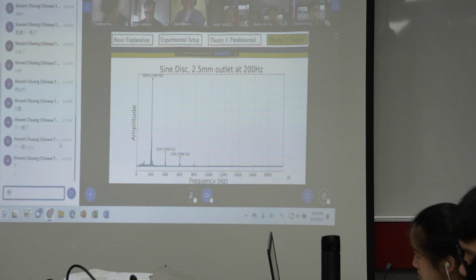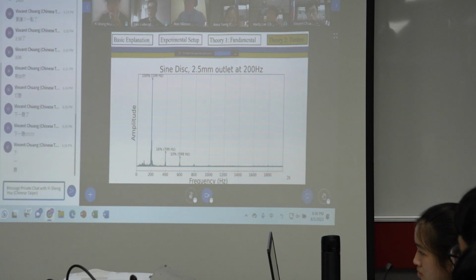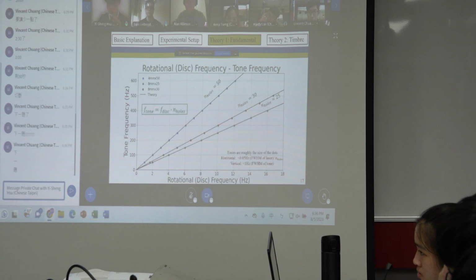So let's move on to the next structure, please. Please change to page 17. Sure. Yeah, that's where you show the experiment about the frequencies.